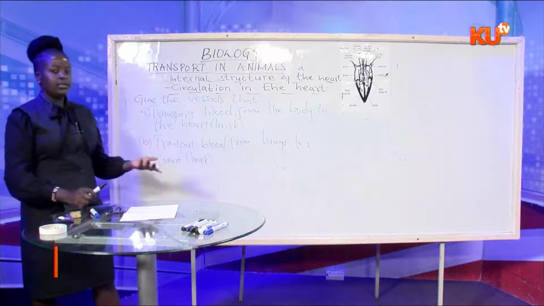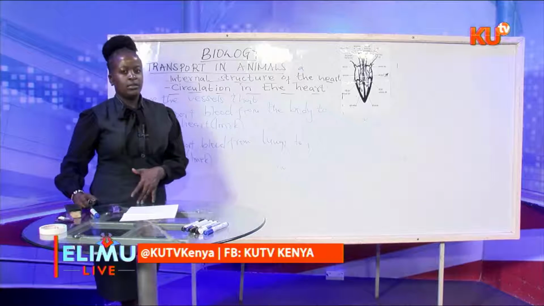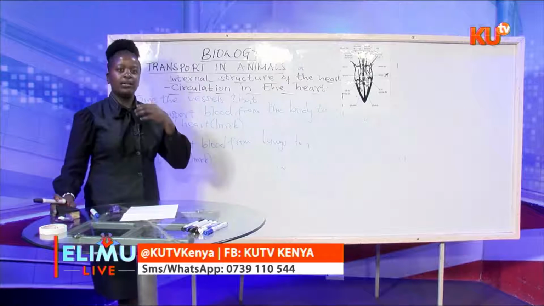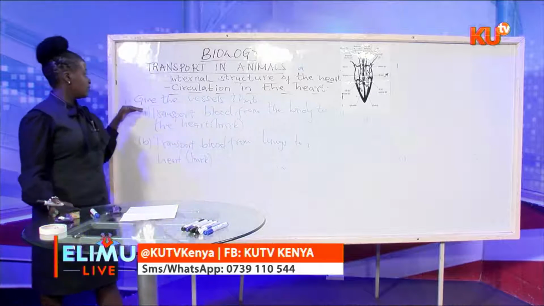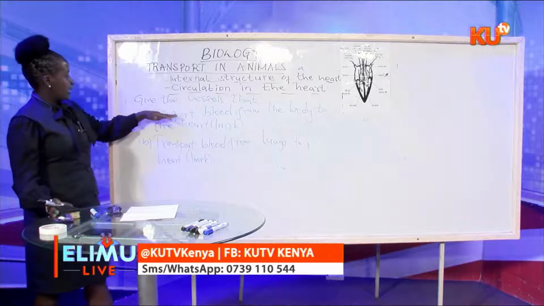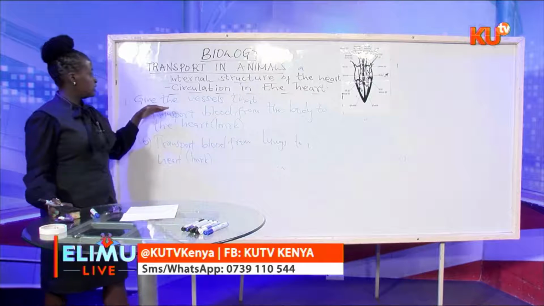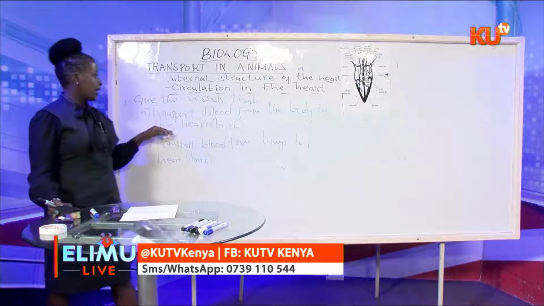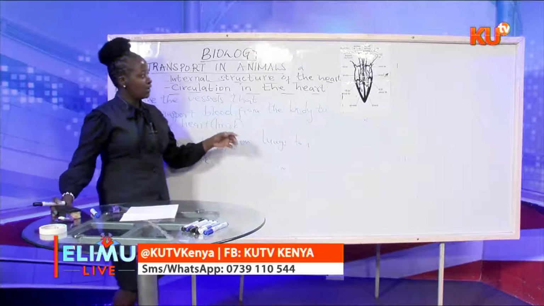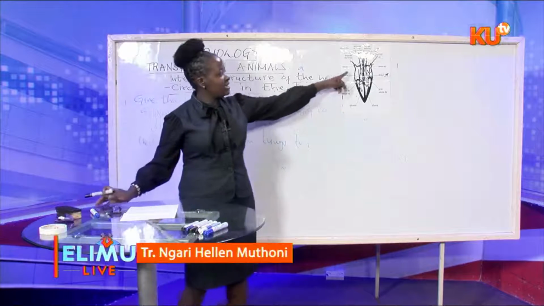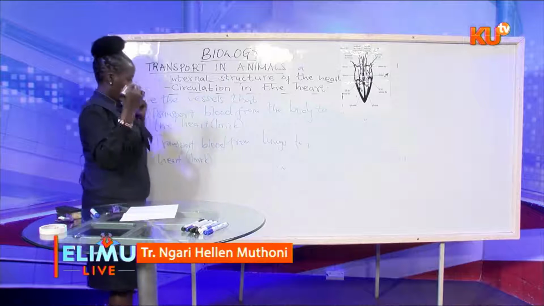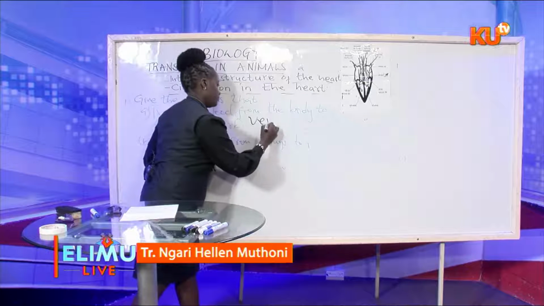So number 1, always read the question. Don't be in a rush. Read, understand what the examiner really wants. So in the first part, which blood vessel transports blood from the body to the heart? The blood vessel that does that is the vena cava. So make sure you're writing the whole word, vena cava.